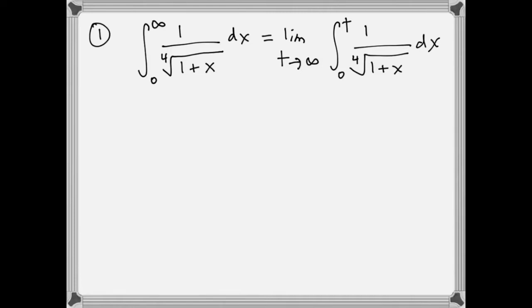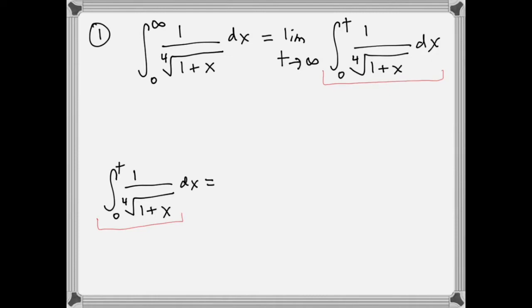Now we are able to use the fundamental theorem of calculus part 2 on the right side, because now we're going from 0 to t, and then we're just taking a limit at the very end. So we need to figure out what the integral of 1 over the 4th root of 1 plus x is. Let's go ahead and do this integral down here, from 0 to t. What would that integral be? How would I integrate that?